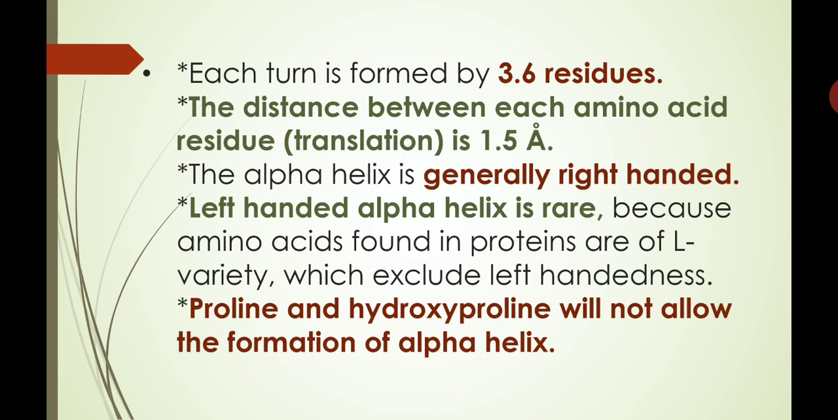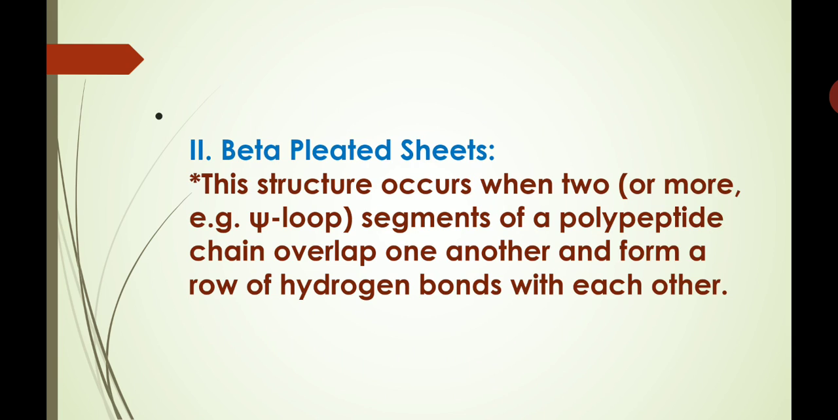Each turn is formed by 3.6 residues, as I told you earlier, and the distance between each amino acid residue is 1.5 angstrom. The alpha helix is generally right-handed. Left-handed helices are very rare because amino acids found in proteins are of the L variety, which excludes left-handedness. Proline and hydroxyproline are examples which don't allow the formation of the alpha helix.